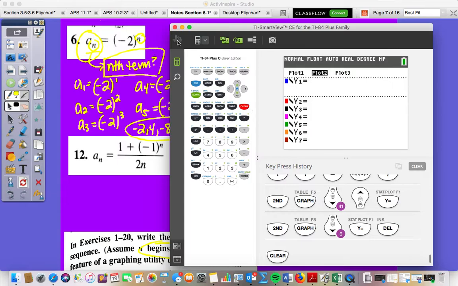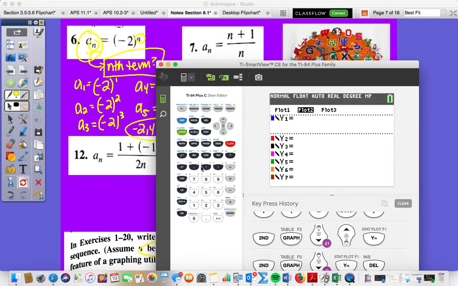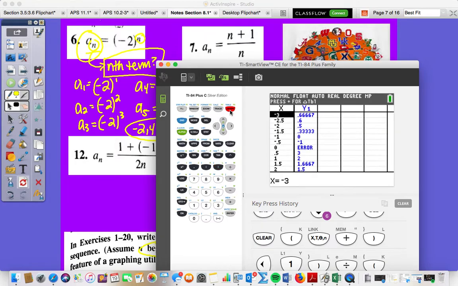So don't worry. Let's go to this one over here, n plus 1. We'll just do x plus 1. X plus 1, and then divide that by x. So we'll go to second table. And as we plug in, we notice, yeah, this is better. Plugging in 1, we get 2, right?